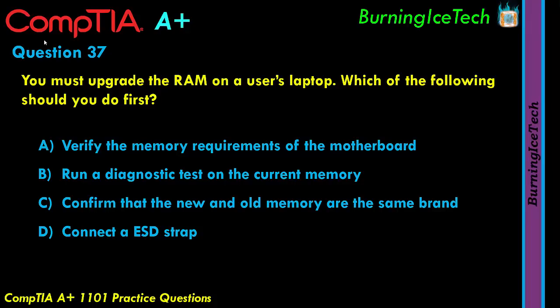Make sure the motherboard has an open slot. Make sure the RAM you're about to buy is compatible with that motherboard as well. So if you need to buy DDR2, make sure the motherboard supports DDR2, or just go and check what type of motherboard it is, what type of RAM it takes, what kind of speed the RAM needs to be. So verify the memory requirements of the motherboard, which is the answer here, by the way.